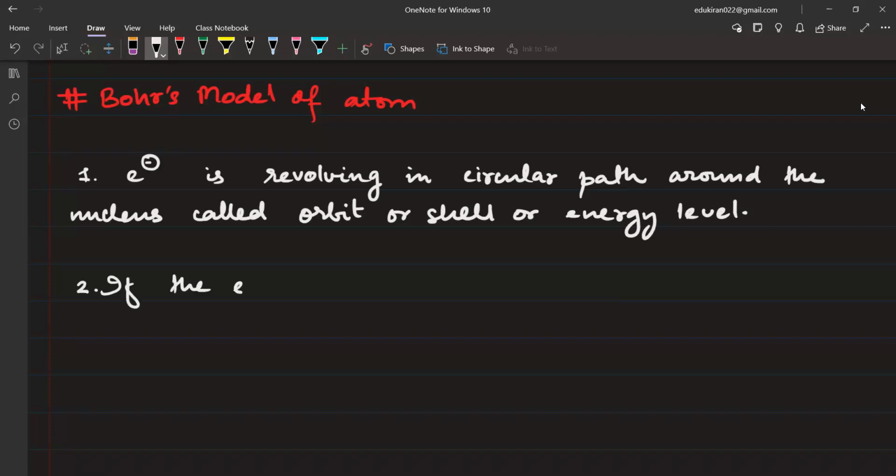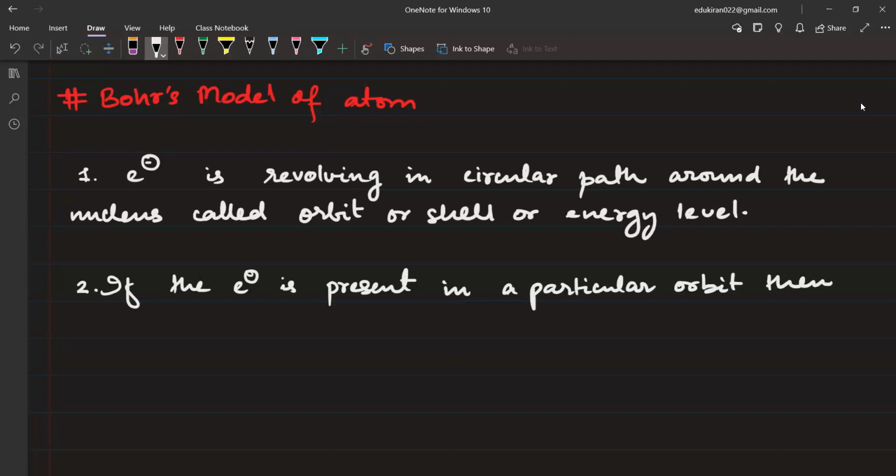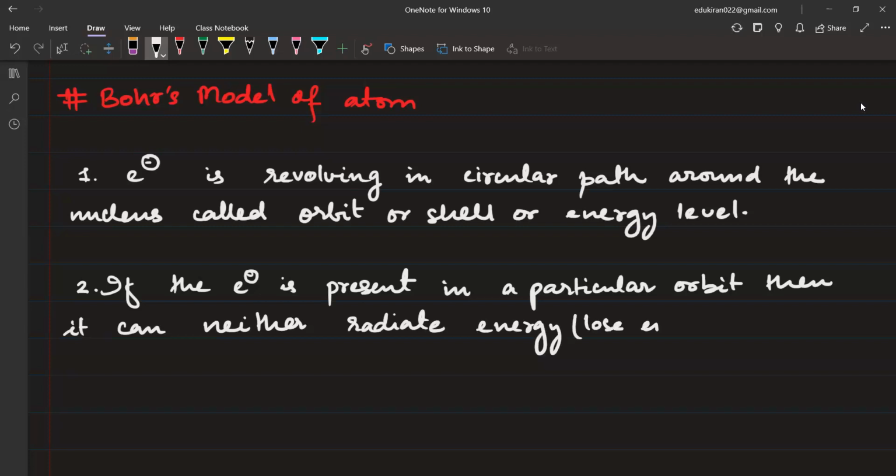If the electron is present in a particular orbit, then it can neither radiate energy, that means lose energy, nor absorb energy. That means gain energy.